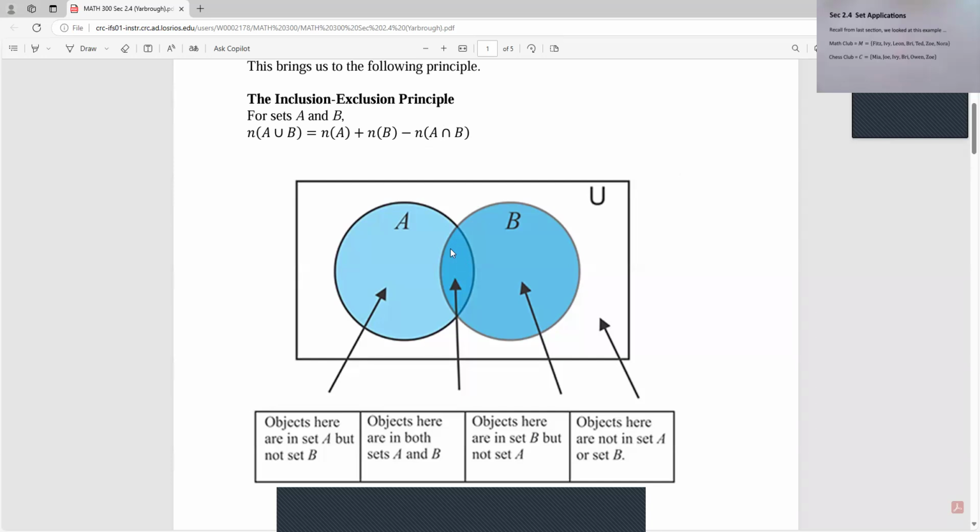That's the people that are on the basketball team and the baseball team. But if we look over here, this right-hand part of circle B, that represents people who are in set B but not in set A. And objects on the outside of the circles, anywhere out here, they are not in either set.